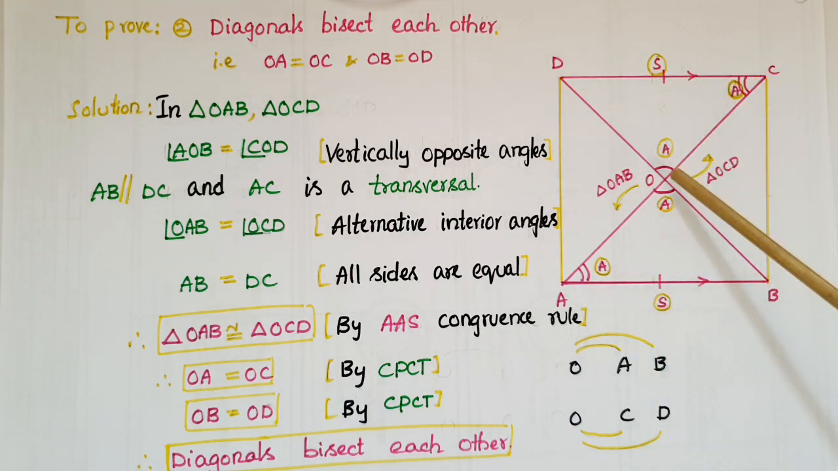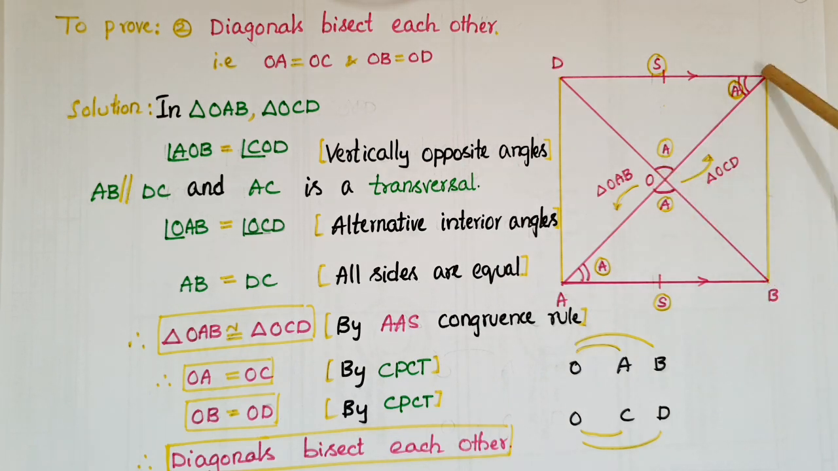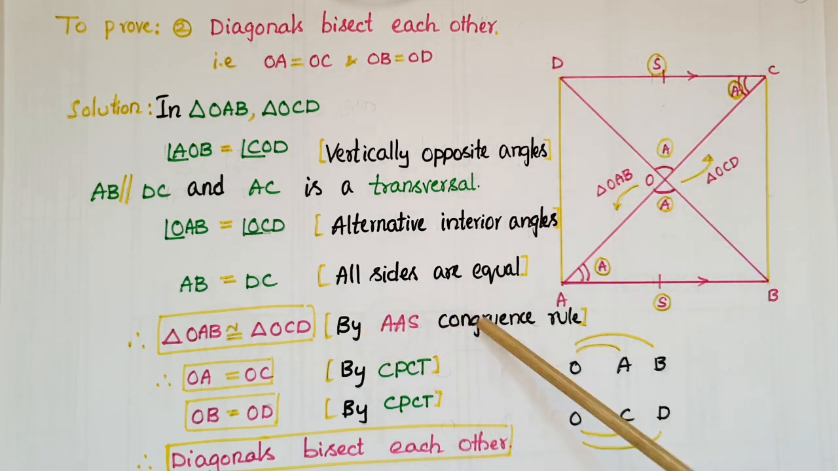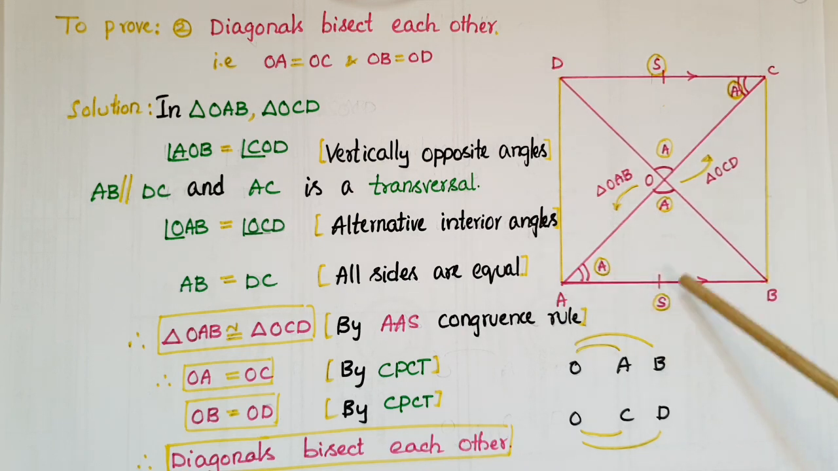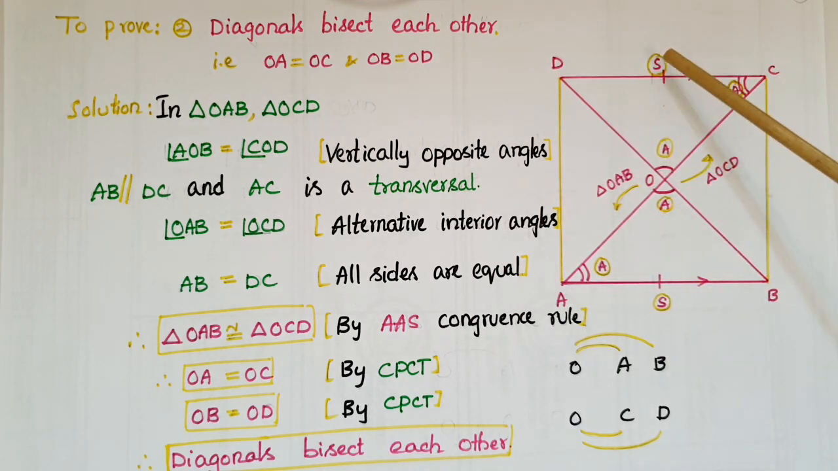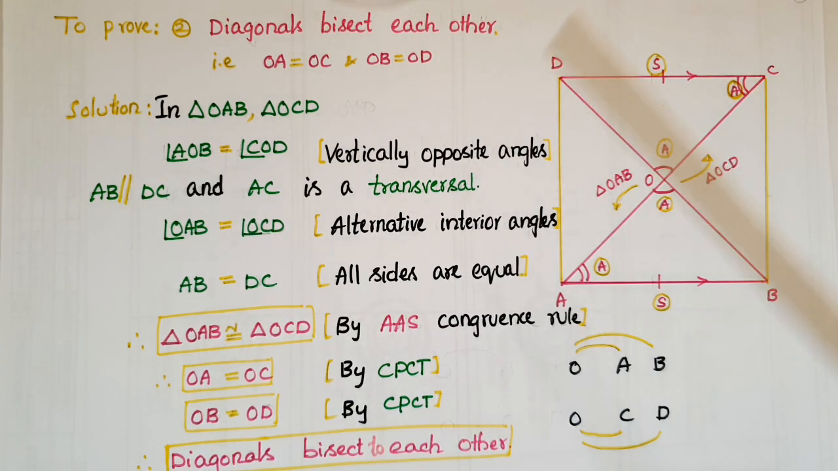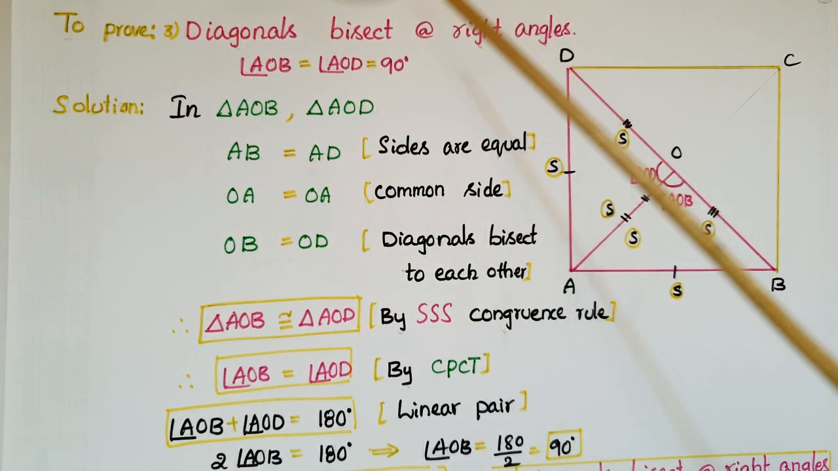So triangle OAB is congruent to triangle OCD by the AAS congruence rule, because angle, angle, side of this triangle are equal to angle, angle, side of this triangle. Once these two triangles are congruent, we can equate the corresponding parts of these two triangles. So OA is equal to OC and OB is equal to OD by CPCT, or we can say that diagonals bisect each other.